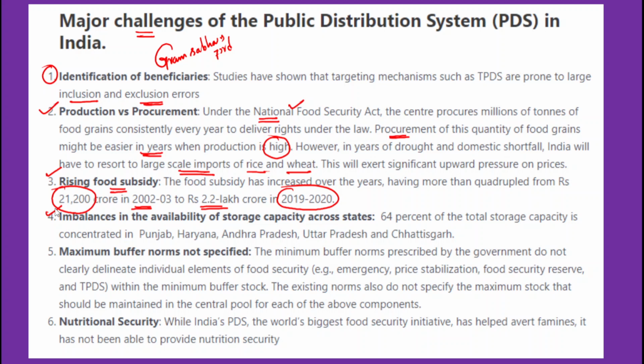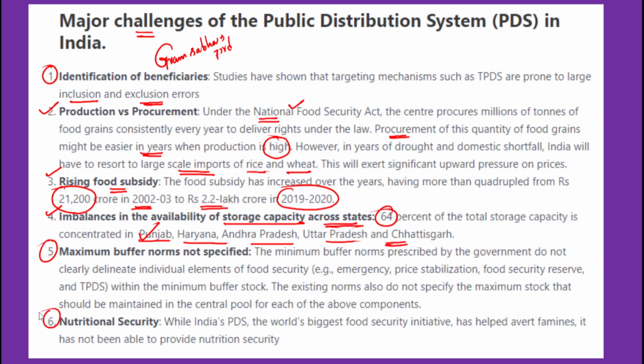After that, we need to talk about the imbalances in the availability of storage capacity across the different states. There has been a huge imbalance in the availability of storage capacity. For example, there are a few states like Punjab, Haryana, Andhra Pradesh, Uttar Pradesh and Chhattisgarh where around 64% of the total storage capacity is concentrated. And after that, maximum buffer norms are not specified. There are maximum and minimum buffer norms that have to be specified. When the maximum buffer norms are not specified by the government or through any legislation, that creates confusion and even results in inability in procurement and distribution of food grains.